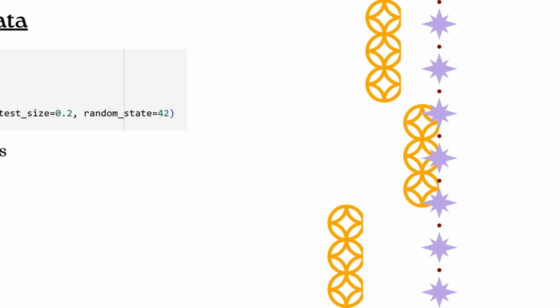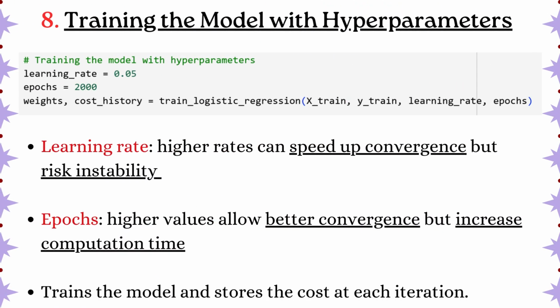8. Training the model with hyperparameters. Learning rate: 0.05. Higher rates can speed up convergence but risk instability. Epochs: 2000. Higher values allow better convergence but increase computation time. Trains the model and stores the cost at each iteration.